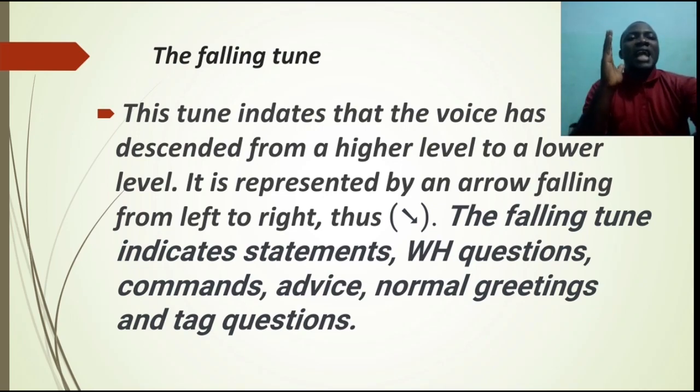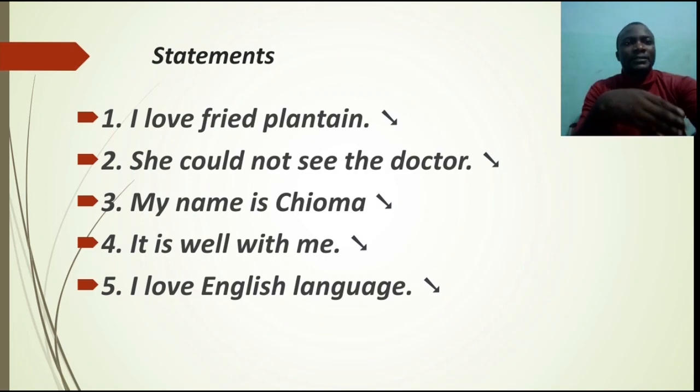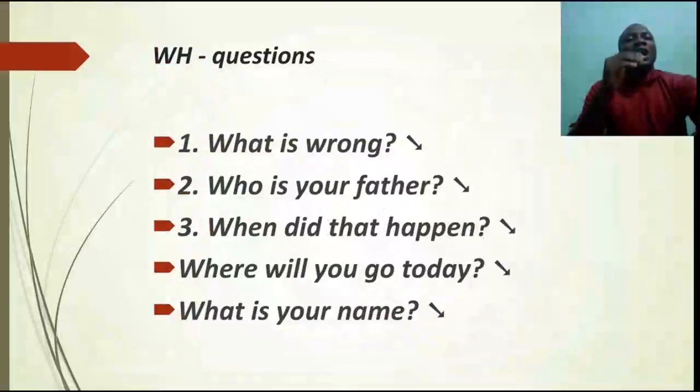Now, these are ways that you can identify falling tone in sentences. Now, we'll start with the first one, which is what? Statement. I love fried plantain. Okay? The voice is going down. She could not see the doctor. My name is Chioma. It is well with me. I love English language. Now, these sentences indicate that the voice is going from a higher to a lower tone.